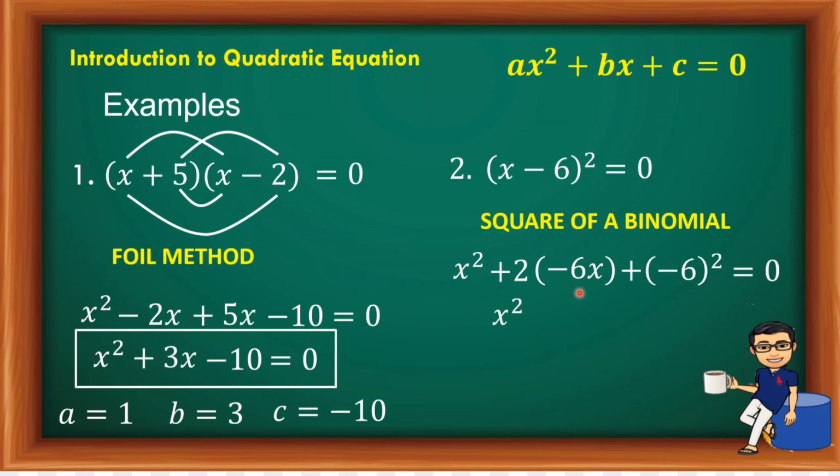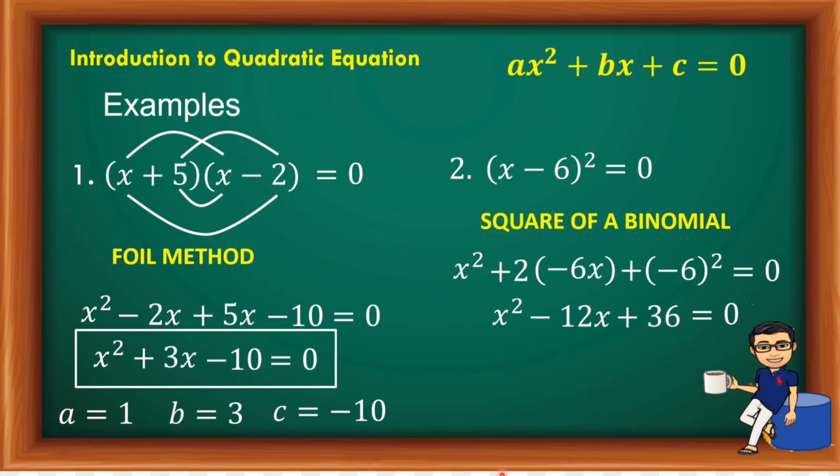Tapos ito, 2 times negative 6x is negative 12x. Tapos pag i-square dito, so equal to 0. Lagi ko na lilimutan yung equate to 0. Huwag niyong kalimutan kasi equation ang pinag-uusapan. Kapag walang equal to 0 o walang equal sign, magiging expression na lang siya.